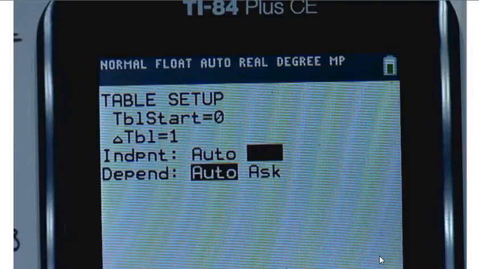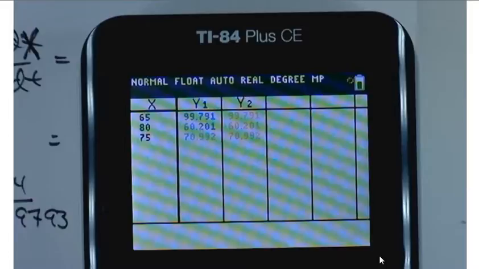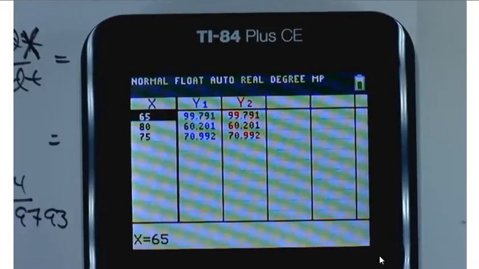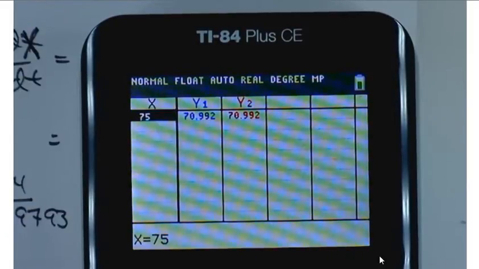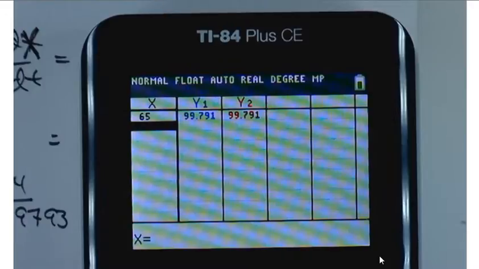With that adjusted, hit the second key, then the graph key, and that'll take you to the table. And then if there's anything there, you can delete it. Just type in the values we want. We want 65, and we want 80.